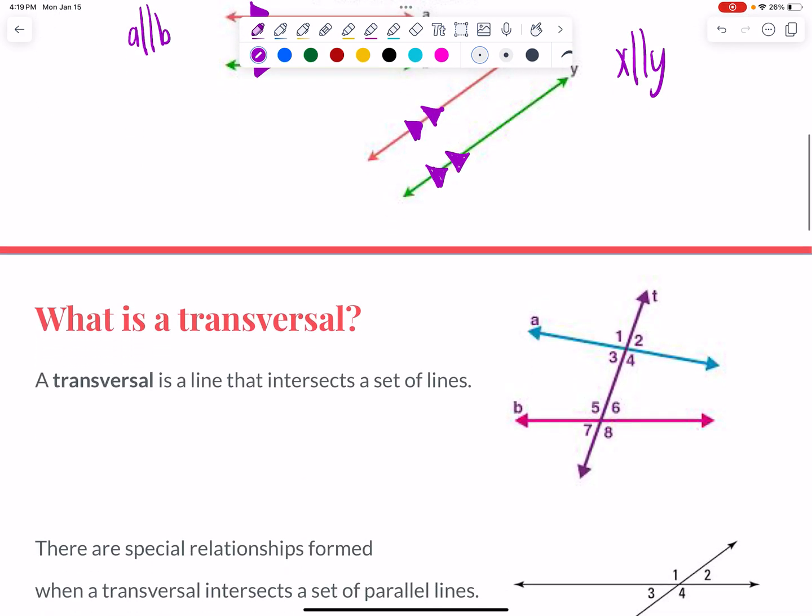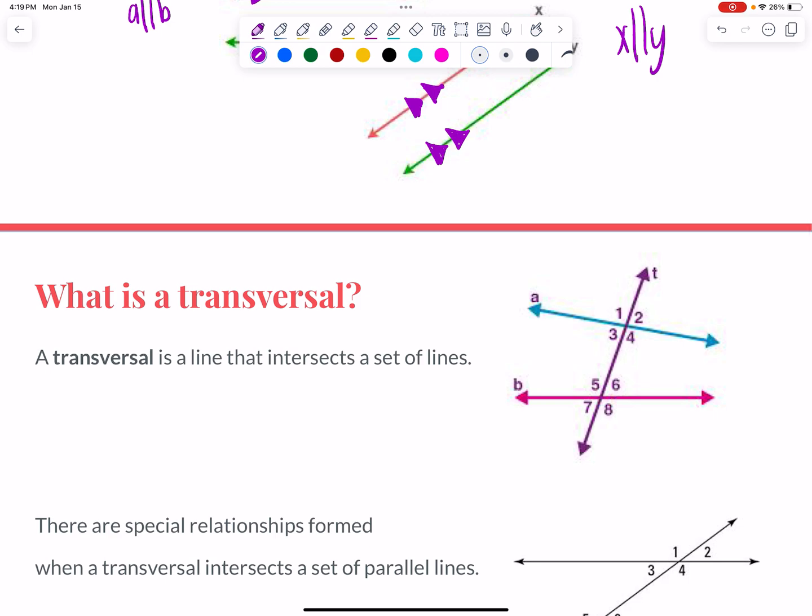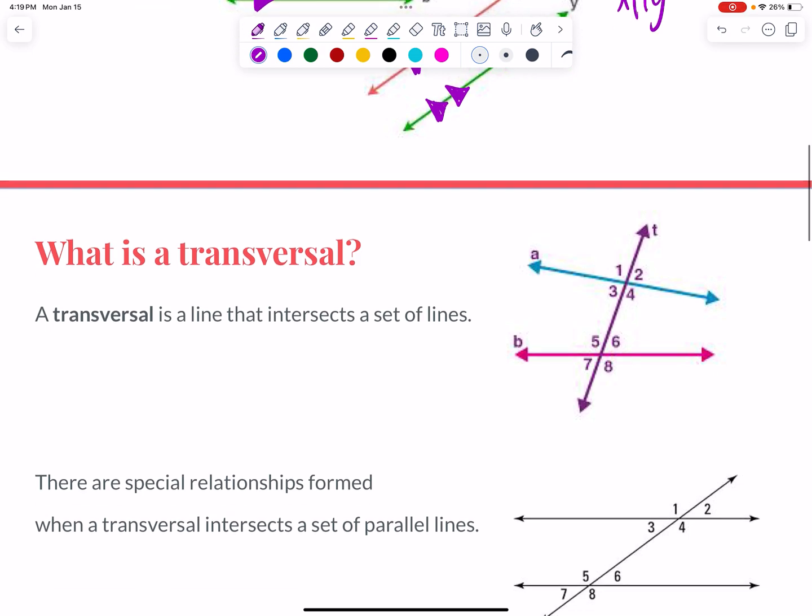So today we're going to be looking at what happens when parallel lines get hit by a transversal. Before we discuss that, we need to discuss what a transversal is. A transversal is a line that intersects a set of lines. So we would call this purple line, T, a transversal, because it intersects the blue line at this blue point, and it intersects the pink line at this point.